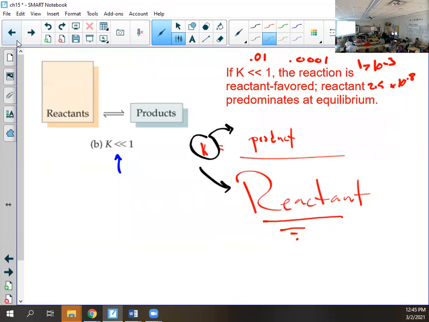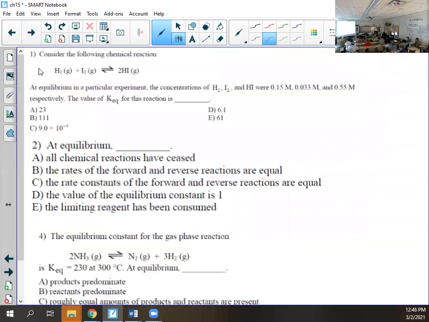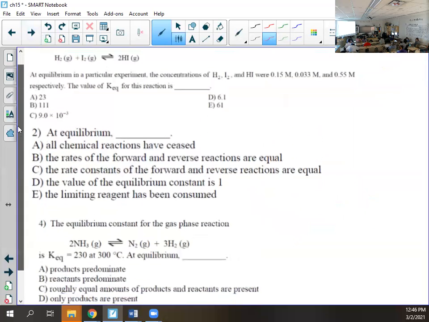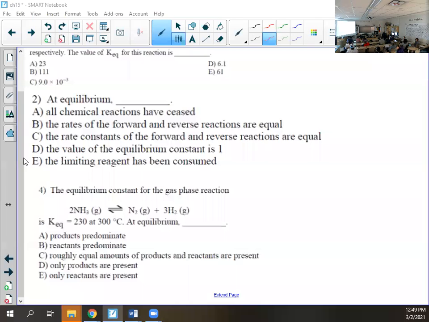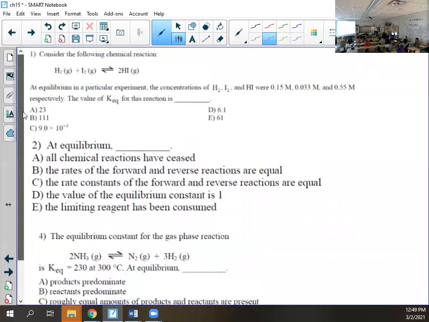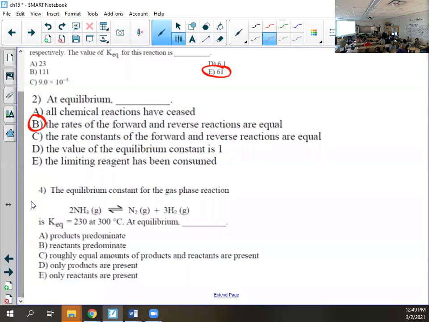What if K is 1, by the way? Then they're equal. Here's a couple quick questions. See if you can blow through these real fast. I'll pause it. Thank you, Nisha. B can't be C because they're inverses of each other. And this one is a big number.